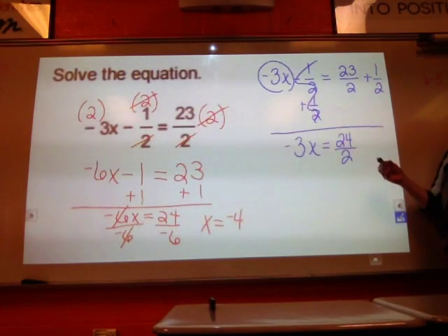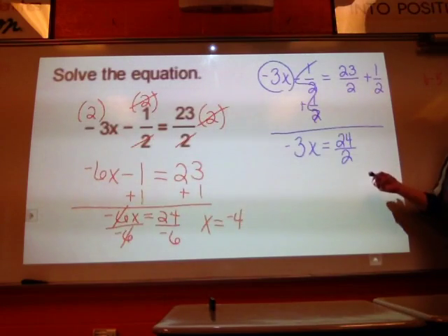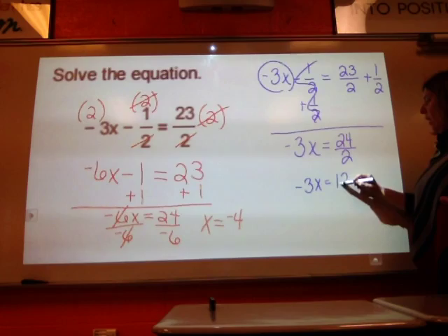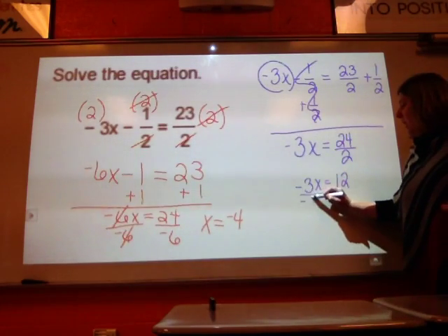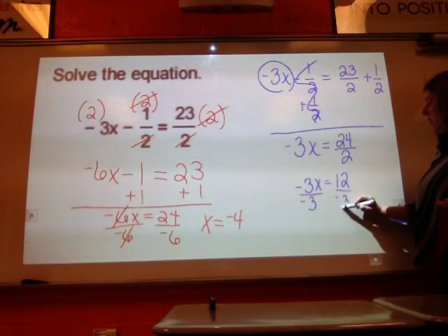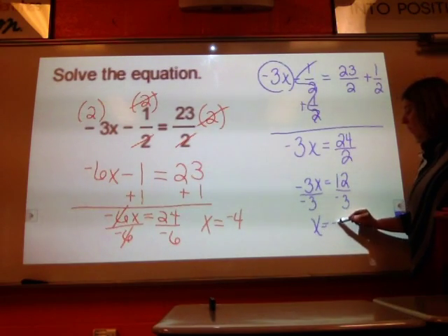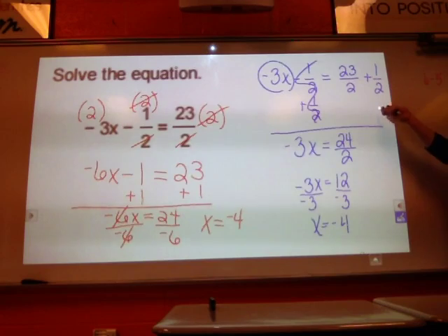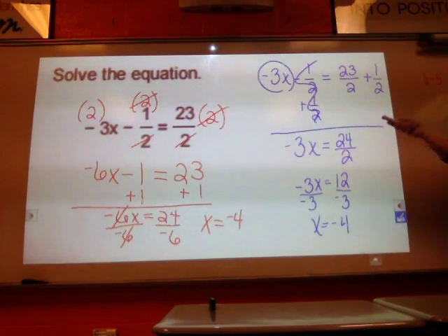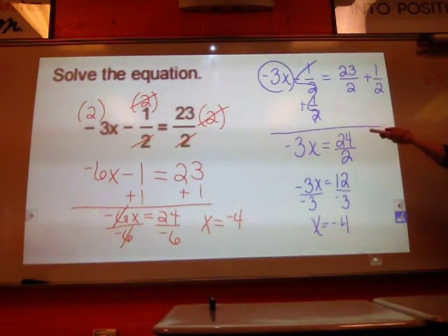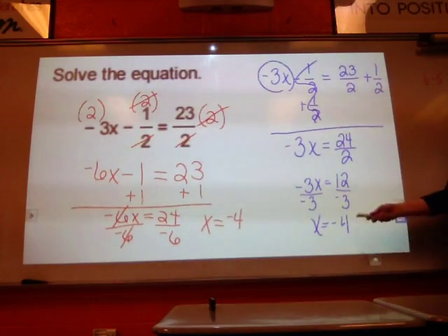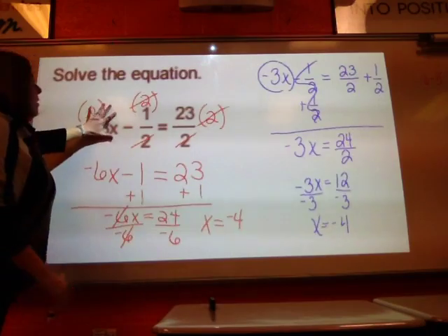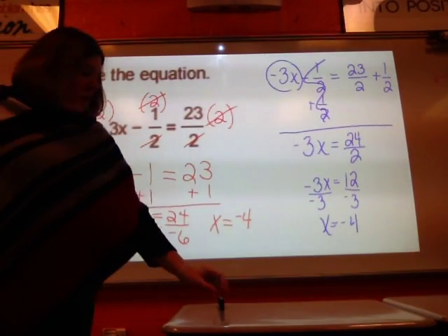Well, 24 divided by 2 is 12. So negative 3x is equal to 12. Divide by negative 3. And x is still going to equal negative 4. So even if you didn't get rid of your fraction, if you didn't multiply to get rid of your fractions, and you just combined like terms, you still should have gotten negative 4. But I'm willing to bet my fractionophobics took care of it this way.